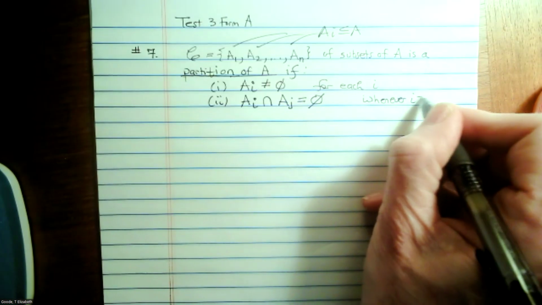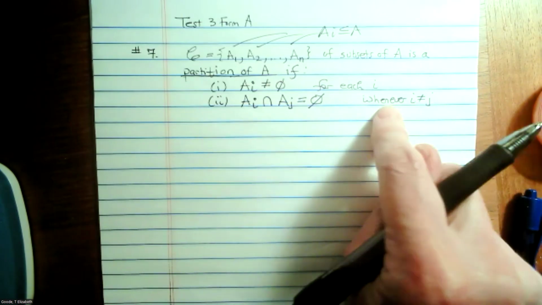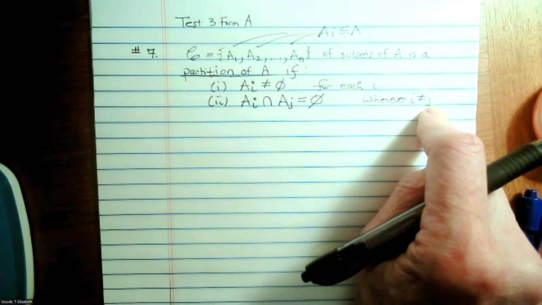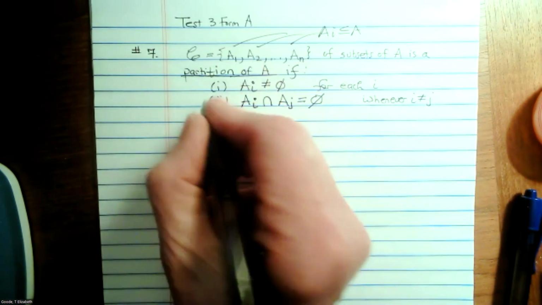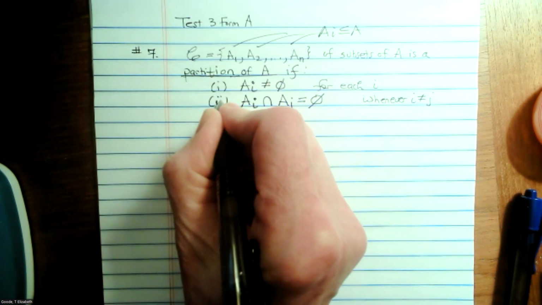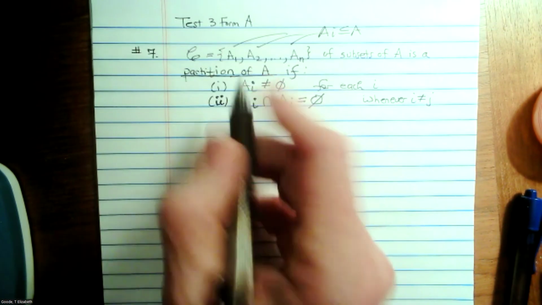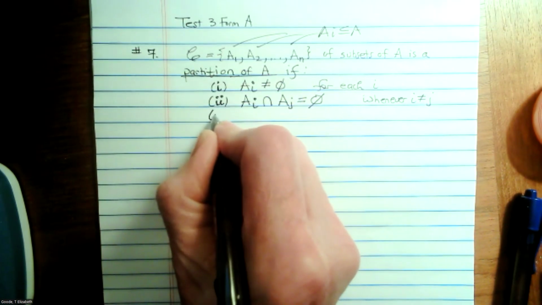Whenever i is not the same indexing, it just means make sure you take two different ones. Saying whenever i is not equal to j is the same thing as saying make sure you're intersecting two different sets. You don't want to try to intersect A_i with itself because that won't be empty, because A_i is not empty. And of course, A_i intersect itself would be A_i.